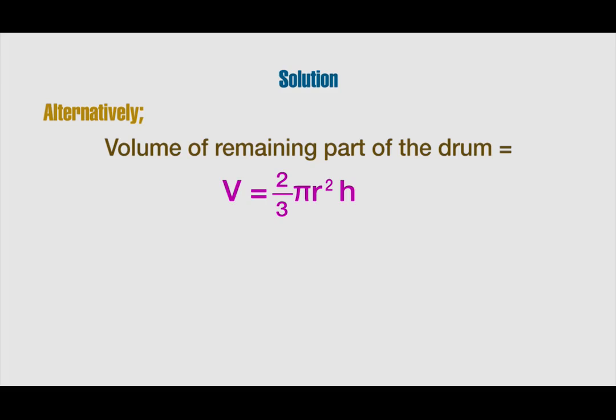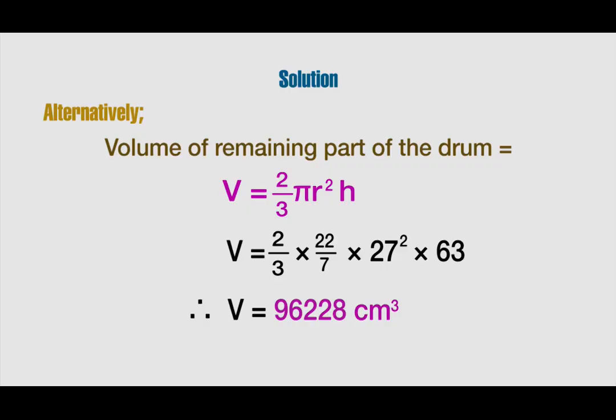We know our r, we know our h. So if you do the substitution, you get V equals 2 over 3 multiplied by 22 over 7 multiplied by 27 squared multiplied by 63. And when you use our calculator, that will give us 96,228 centimeters cubed. So this is an alternative way that we can solve the same problem.